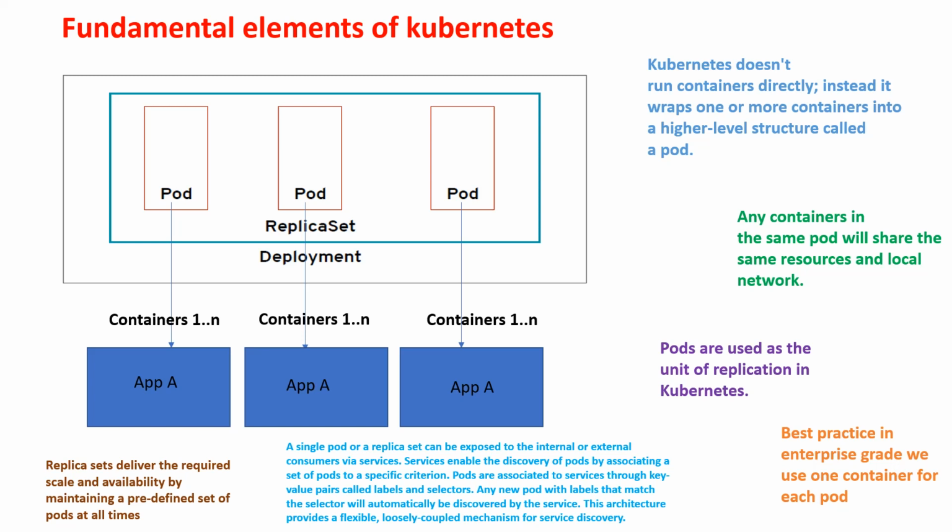But at enterprise level, the best standard practice is one-to-one pod to container, which means one pod will have only one container within it. And the container is the place exactly where your application will be running. As you see here, the relation goes like this: there is a virtual machine, there is a pod inside that virtual machine, inside the pod there is a container, and the application will be running inside your container. So this is the hierarchy from top to bottom.